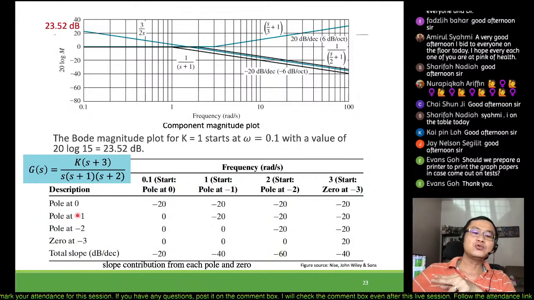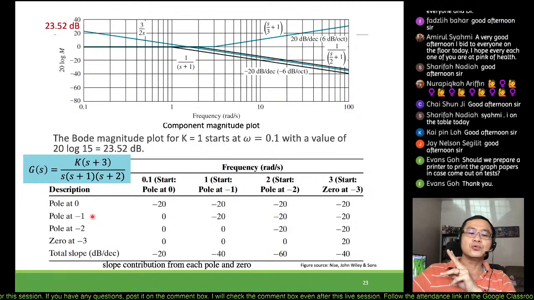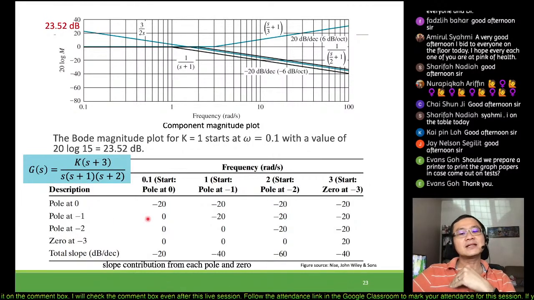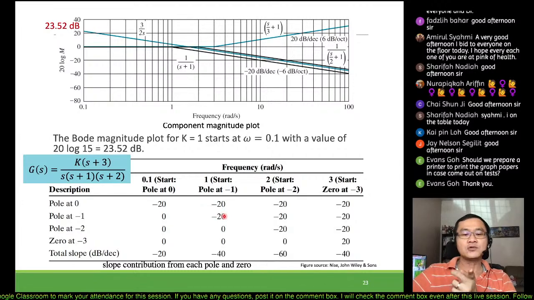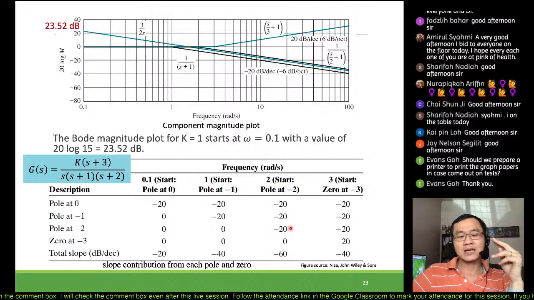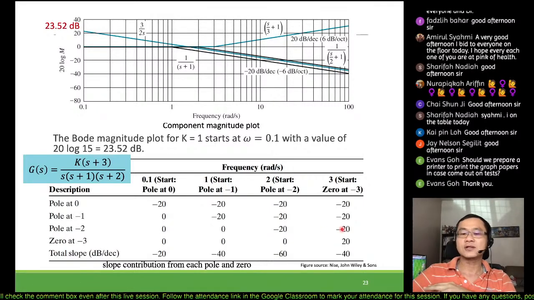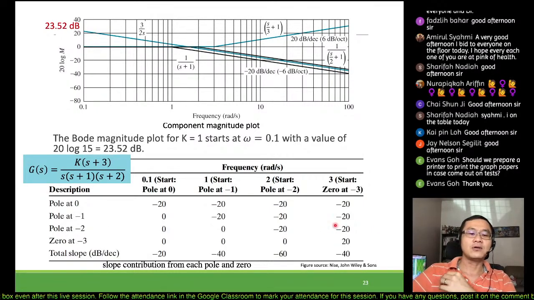Then for the pole at minus 1, it will only start to implement the minus 20 slope when it is at the break frequency 1. Before that, everything is 0, so you just put 0. At 1, you put minus 20, minus 20, minus 20 until the end. Same thing for the pole at minus 2: 0, 0 until 2, then it becomes minus 20, minus 20, minus 20. If you have more, the same applies.